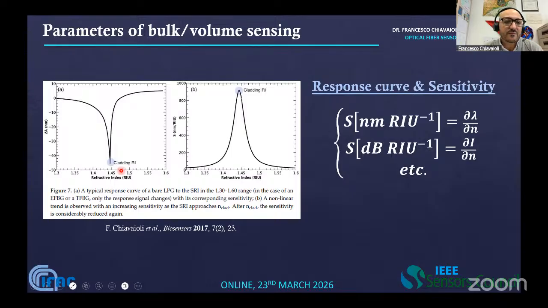In this case, by simply deriving this optical response with respect to the refractive index, we can retrieve the sensitivity. This can be as a function of the parameter we measure: wavelength shift, intensity, phase, polarization, whatever. But the most important thing is that we need to distinguish if the behavior is linear or not linear. If it's linear, we can provide just a single value, the sensitivity, but if the signal is not linear, we can have different values, and usually we talk about average refractive index sensitivity.